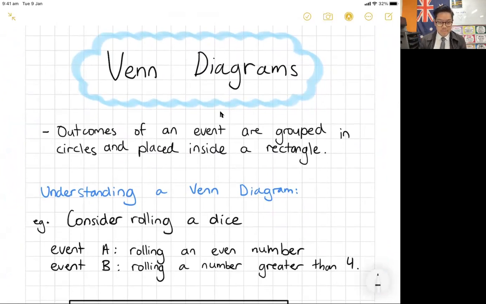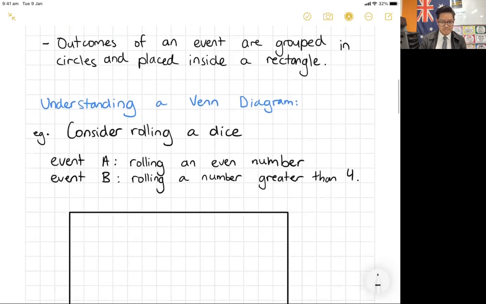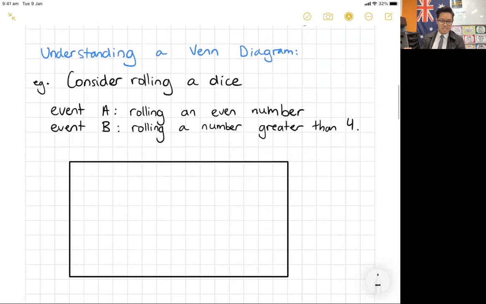A Venn diagram is showing the outcomes of an event. What we do is group them in circles, and then we place them inside a rectangle. It sounds really vague and simple, but I'll show you what that looks like. For this first one, we've got understanding a Venn diagram. We're going to figure out what it actually looks like and how it works. So let's say we roll a dice. You can get 1, 2, 3, 4, 5, and 6.